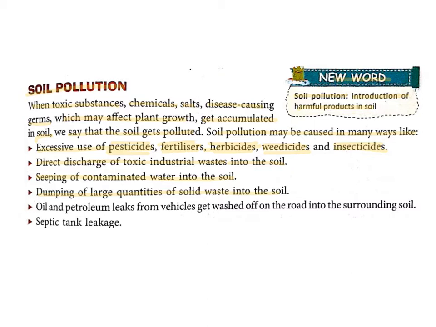The fifth, oil and petroleum leaks from vehicles get washed off on the road in the surrounding soil. So if there is a leakage of oil and petroleum from any vehicle, it will wash down on the side of the road and it will get seeped into the soil, making it polluted. The last point is septic tank leakage. So septic tanks are the alternative of sewage tank. As it contains large amount of polluted water, if there is a leakage in it, it may seep in the soil and hence pollute it.